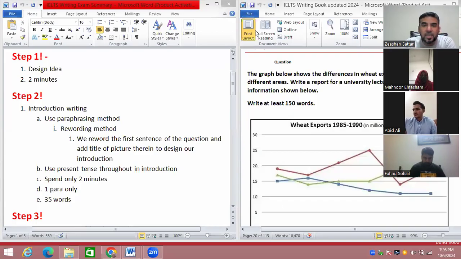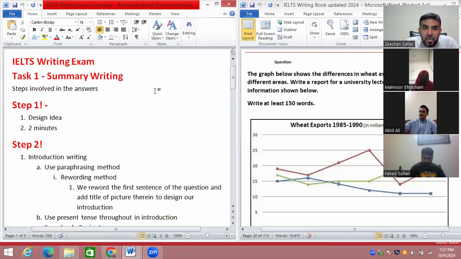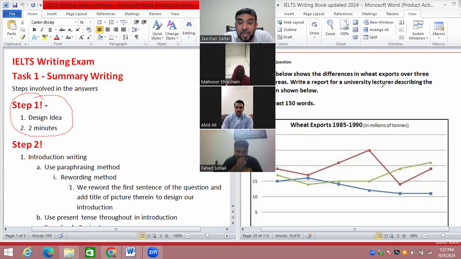हमने पिछले दिन क्या डिस्कस किया? We discussed yesterday that IELTS summary means the IELTS writing exam task number 1 will be answered in 5 steps. The step number 1 that we decided yesterday was designing of idea in 2 minutes. I mean, we should plan before writing what we intend to write.